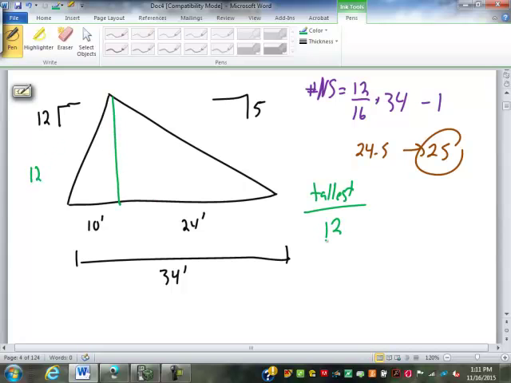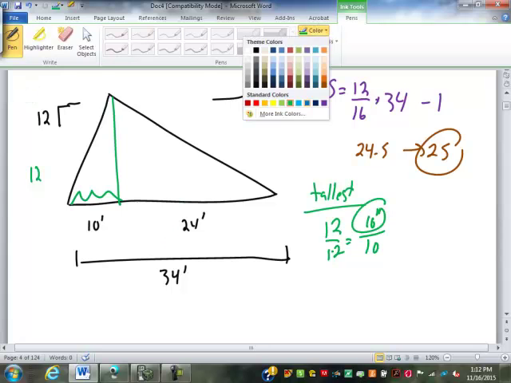So we've got 12 over 12 is our slope equals blank over 10. Why don't I cut the 10 in half? Because that actually is the run here, is 10 feet, right? It's not the overall span. 12 times 10 is 120, divided by 12 is 10. That's a 10-foot height.